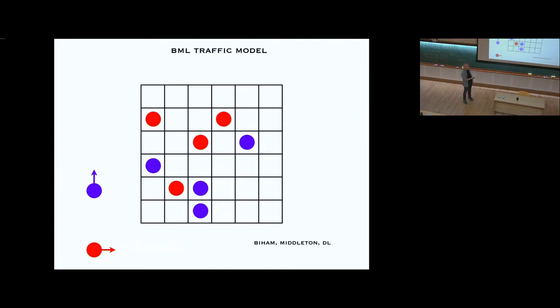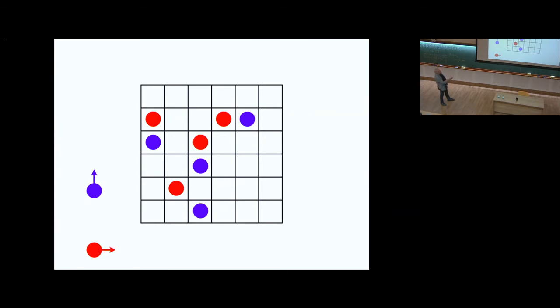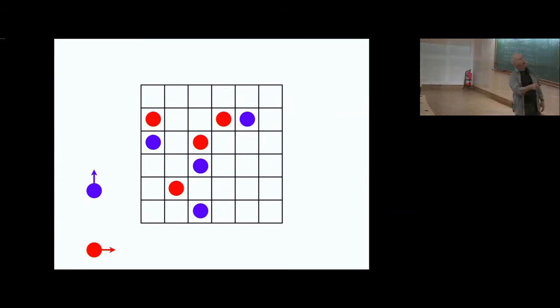This is so-called parallel updates. I look at the system right now, I ask who can move right now, and I move in that way. Now the guys want to go to the right. All the guys which have gone up, which can move, have moved. The guys which can move to the right is this one because this is an empty space. This one can't because it's blocked. I do this again and again.